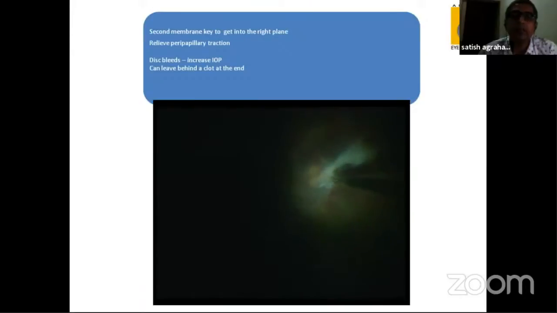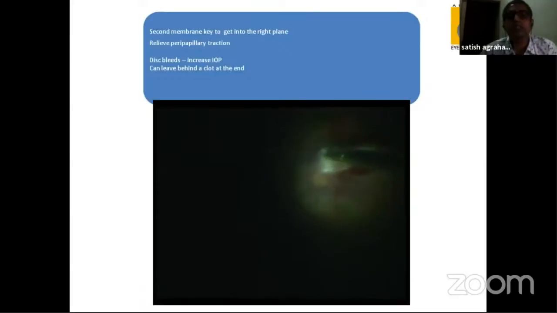Now here in this particular patient, you can see that after we cleared the hemorrhage, the patient did have some amount of subretinal as well as sub-RPE heme. Fortunately, it is stopping very close to the fovea. I'm trying to identify a second membrane which is getting onto the surface of the macula. We can actually see that. So I'm removing that traction from the surface of the macula using an end-gripping forceps.